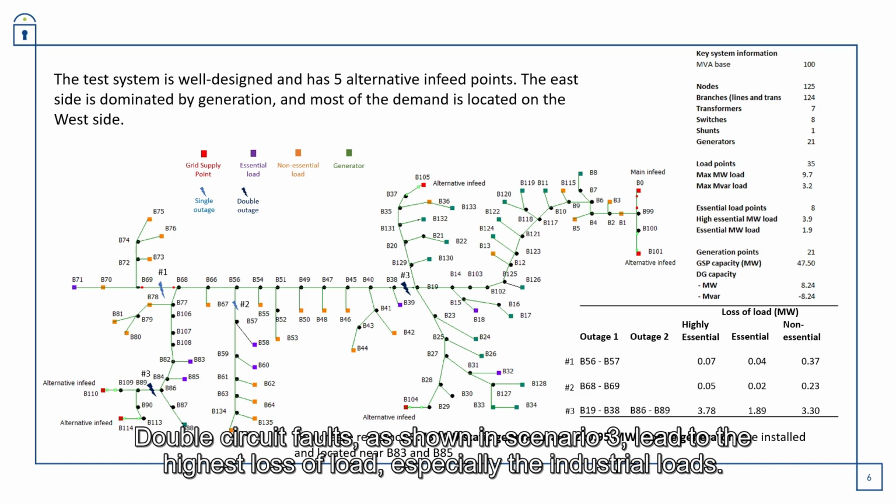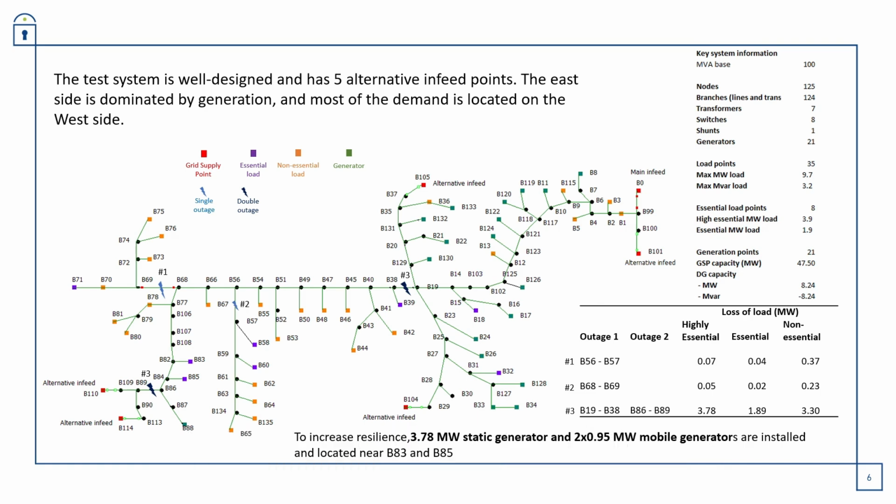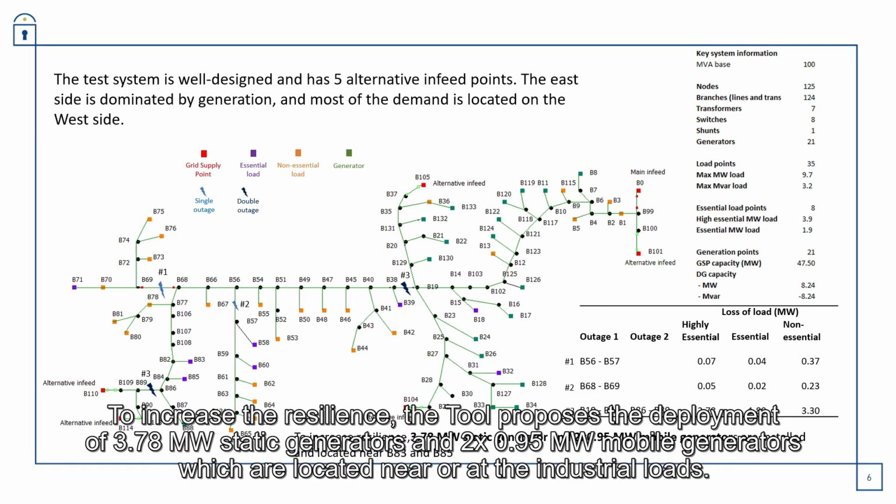Double circuit faults, as shown in scenario 3, lead to the highest loss of load, especially industrial loads. To increase the resilience, the tool proposed the deployment of 3.78 MW static generators and 2 times 0.95 MW mobile generators which are located near or at the industrial loads.